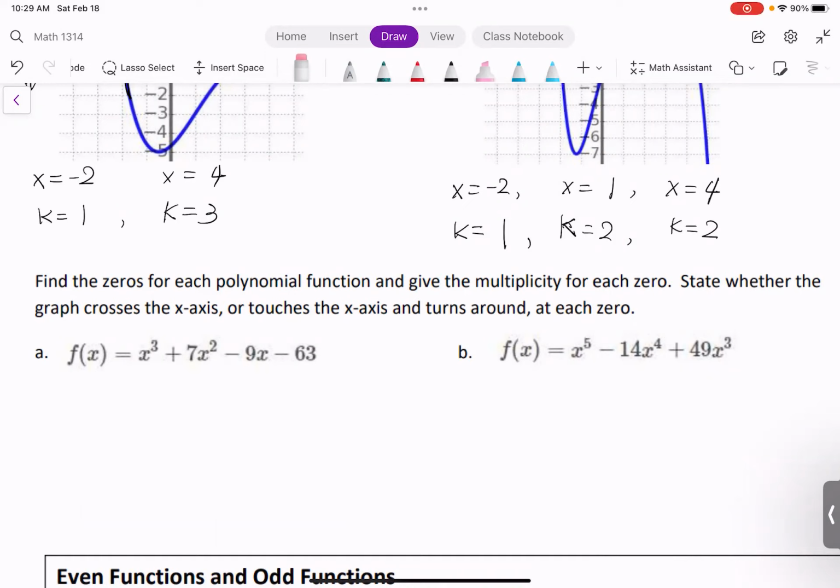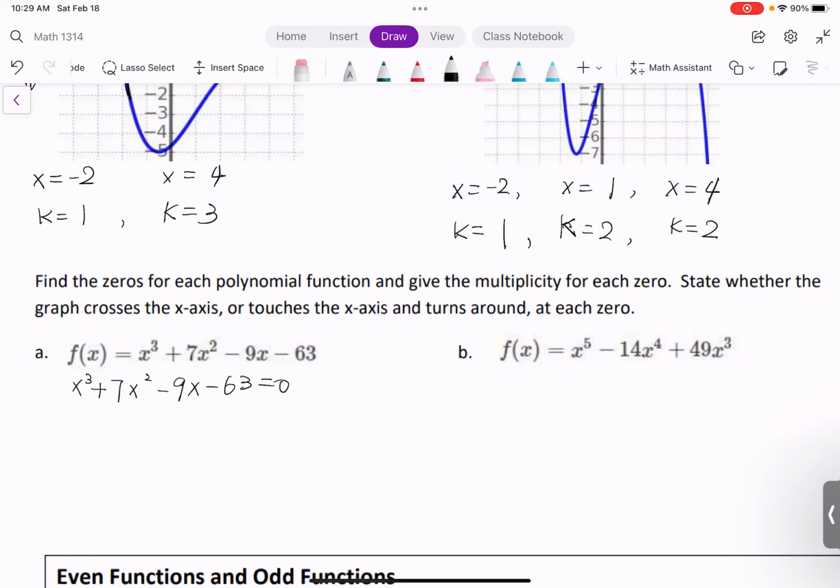Okay, they are not in factored form, so we need to factor the function. First step, let the function equal 0. x cubed plus 7x squared minus 9x minus 63 equals 0. How to factor this? 4 terms. With 4 terms, we do group factoring: first 2 terms, last 2 terms.